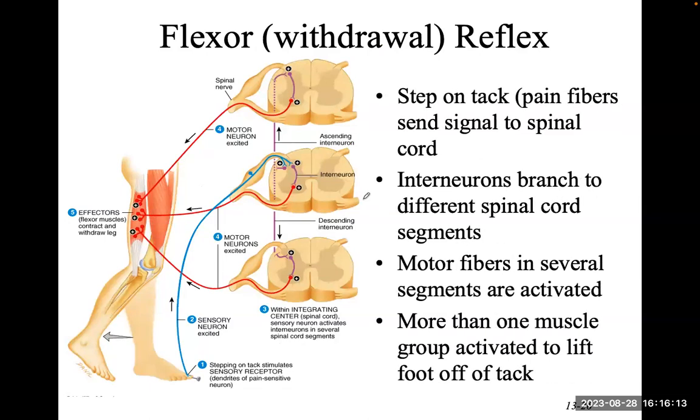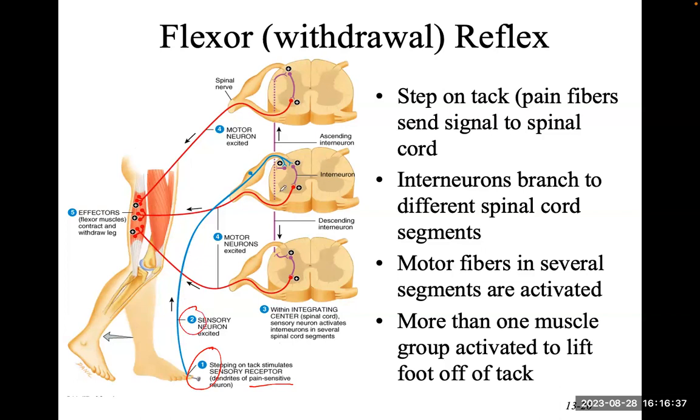Now let's look at the withdrawal reflex. This is what happens if, let's say, you touch something hot or you step on something sharp or hot and your leg pulls away. So right here at number 1, we see that there are pain-sensitive receptors here that pick up the painful stimulus. It's going through a sensory neuron.